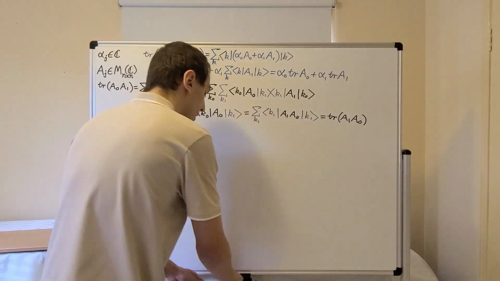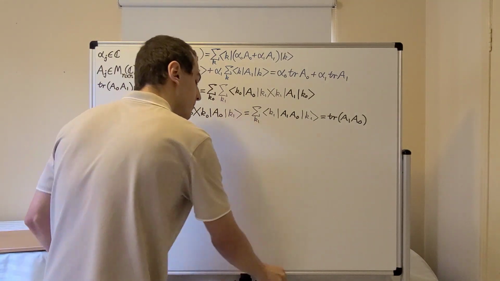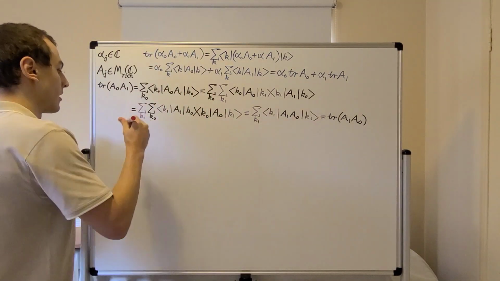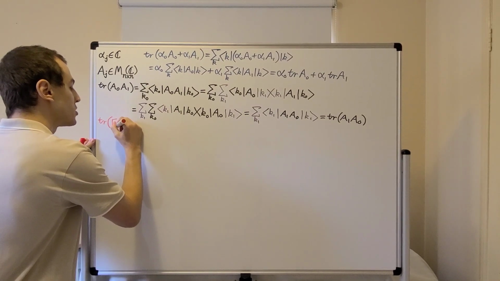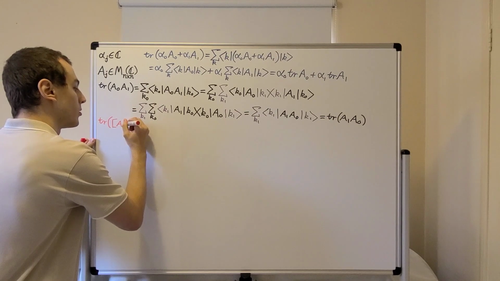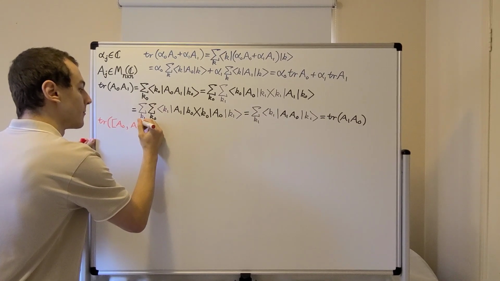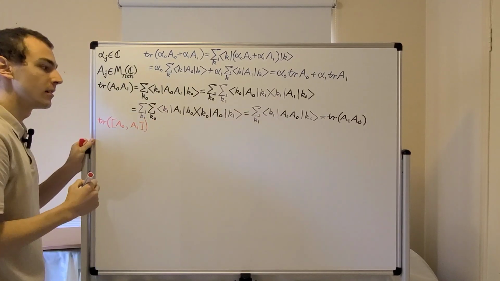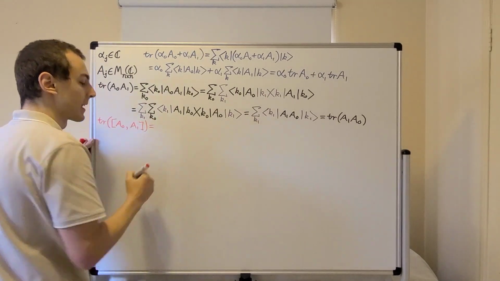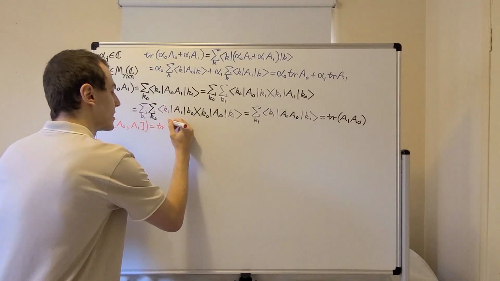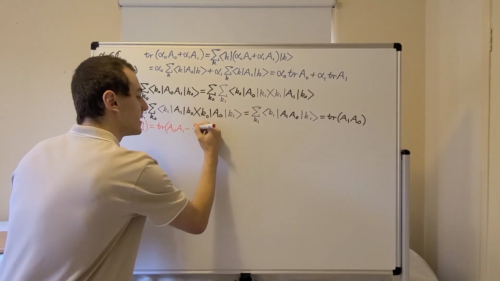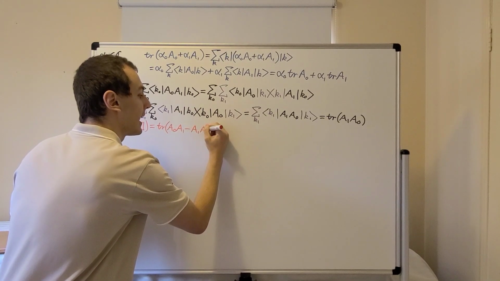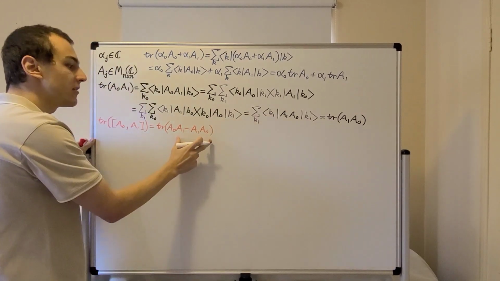So let's take the trace of the commutator. And I'll write that over here. So we're going to take the trace of the commutator of A0 and A1. So by definition, the commutator, I'll write this inside the trace, is A0 A1 minus A1 A0. So this is by definition the commutator.